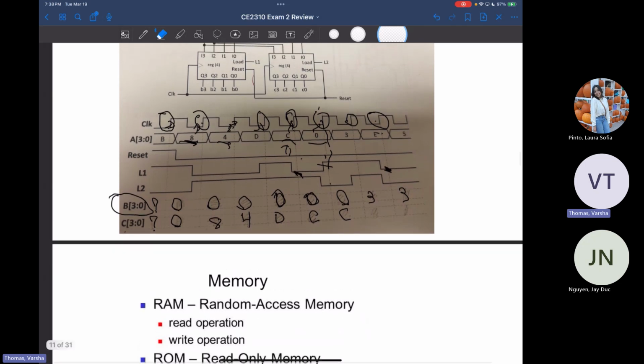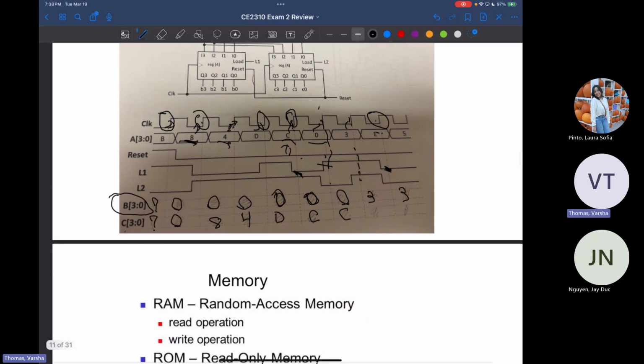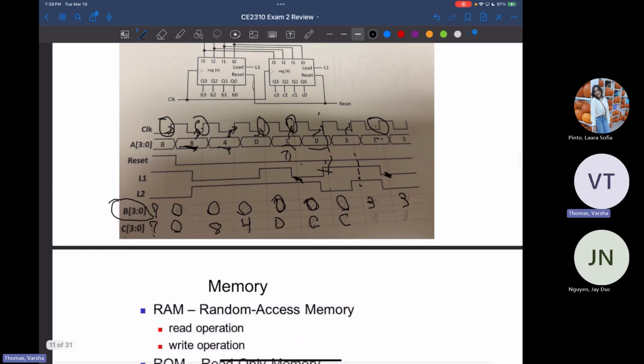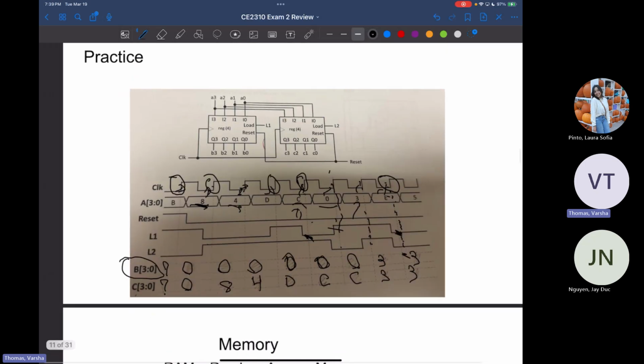So once we finish that, we're gonna move on to the next rising edge, and we're gonna look at load 2. Load 2 is at 1, so we're gonna use that input, which is 3 right now, and we're gonna go to the last rising edge. Last rising edge, we look at the load 2. Load 2 is at 0, so we keep the 3 here, and that's how you do it. Do we have any questions about this?